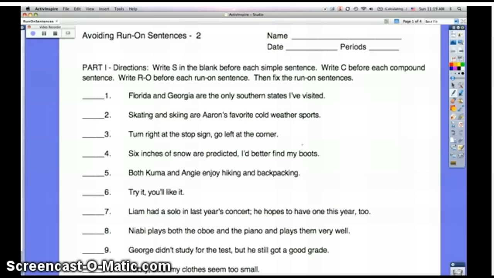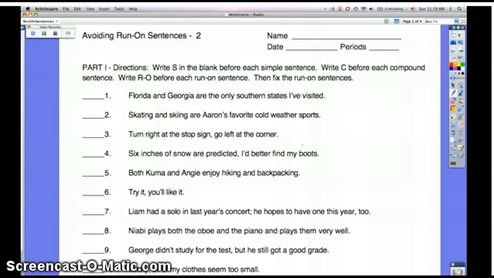Number 5, both Kuma and Angie enjoy hiking and backpacking. This is a simple sentence. We've got a compound subject, meaning we have more than one, Kuma and Angie, but they're both only sharing that same verb, enjoy, and they enjoy two activities, hiking and backpacking.